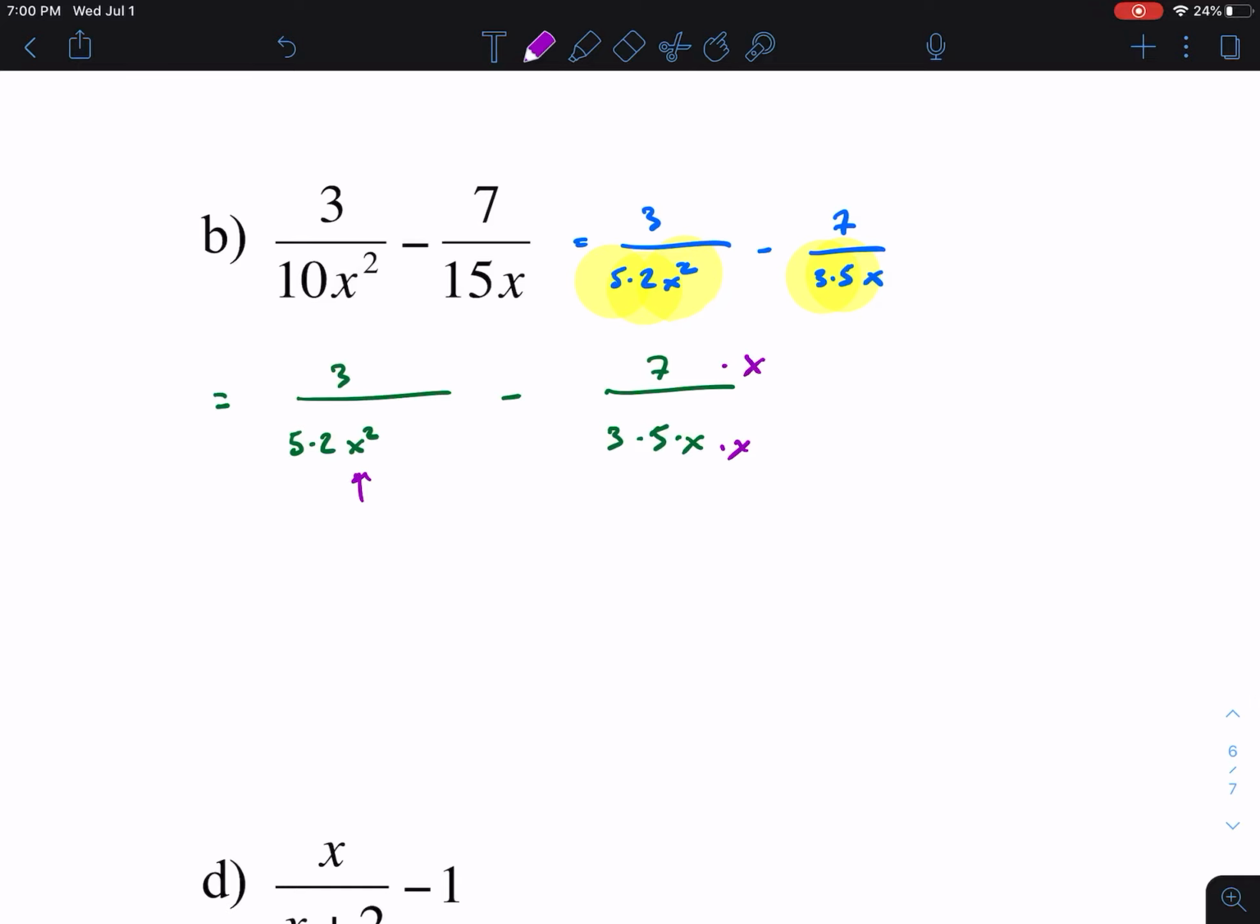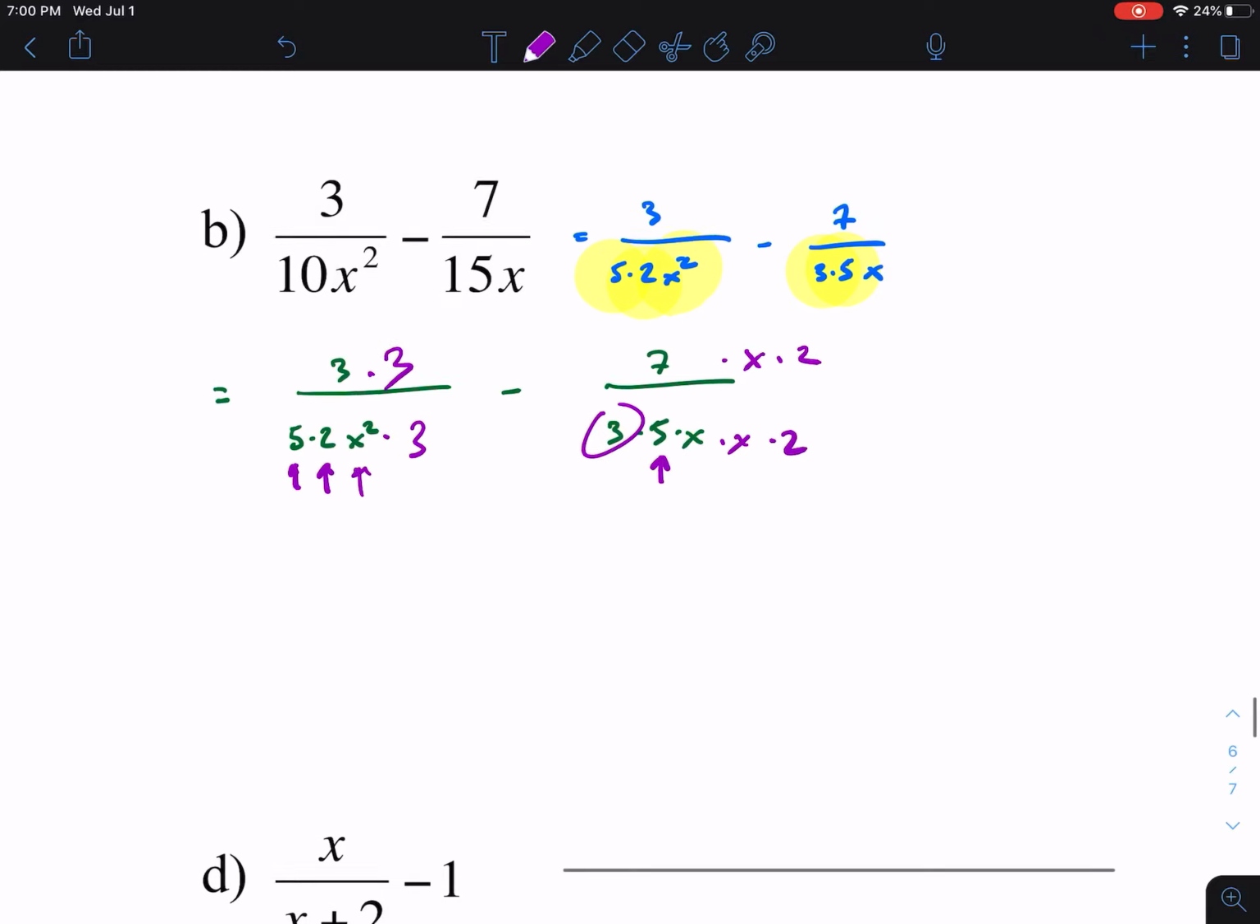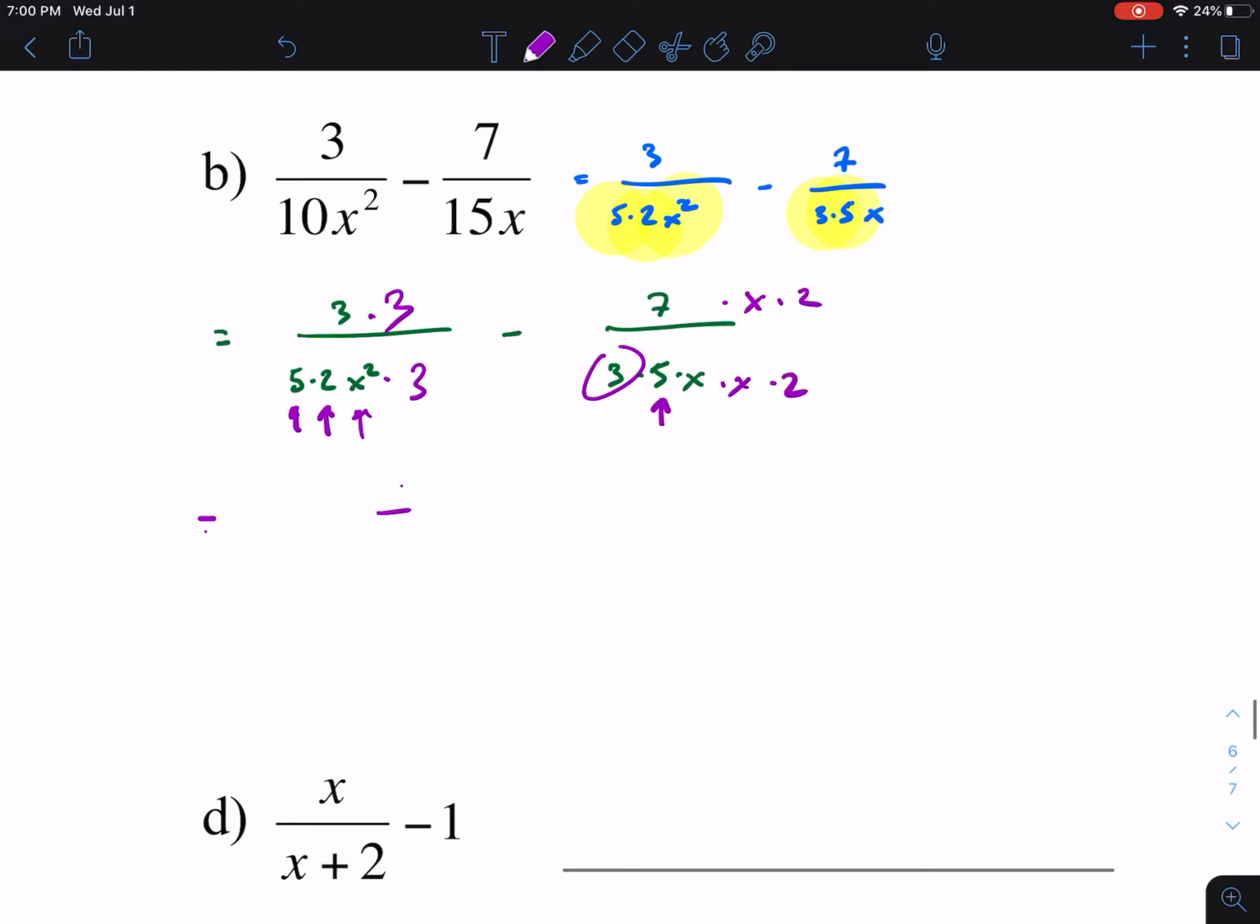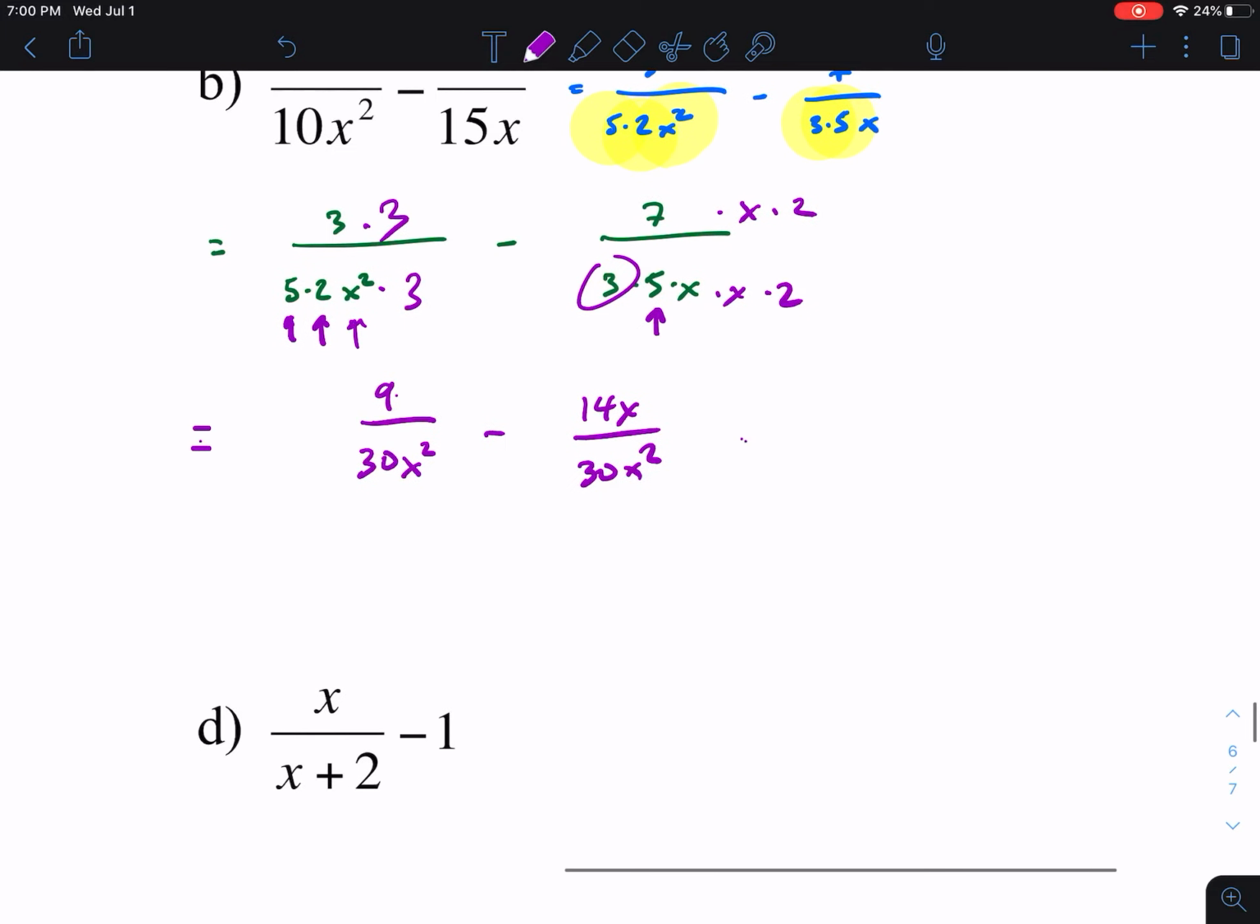This one has a 5 already, so we're good there. This one has a 2, this one doesn't have 2, so we times by 2 there. And this one has a 3, but this one doesn't have a 3, so times by 3. But we need to times the numerator as well. So if we do this, we get 9 over 30x squared minus 14x, since 7 times 2 is 14, and then 30x squared in the denominator. So we have matching denominators. We can subtract the numerators, and then we get the answer as that.